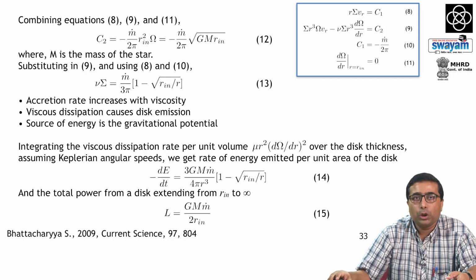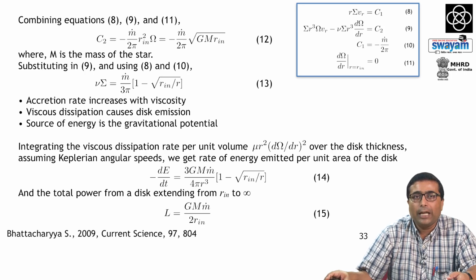This relation also shows that the accretion rate is greater for larger viscosity, which is expected because it is the viscosity that makes the incoming particles lose their angular momentum, and thus the particles are accreted.